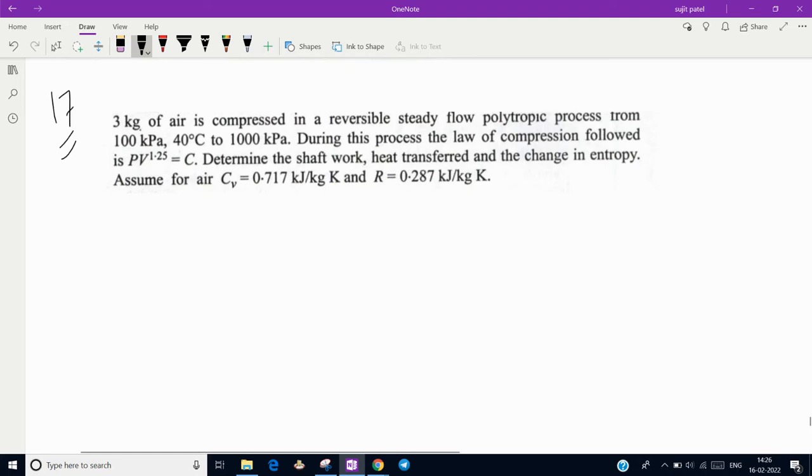There are two questions. For the first question, I will write the given data directly and start to solve. First, 3 kg of air is compressed reversibly in a steady flow polytropic process. So mass is given as 3 kg.